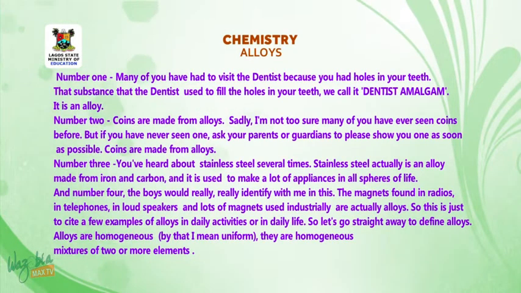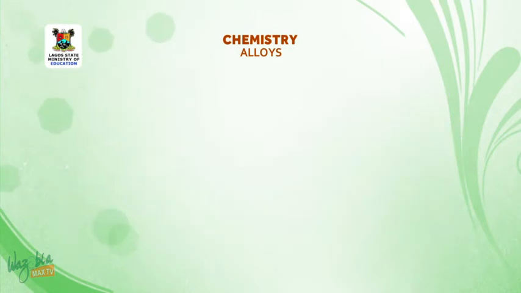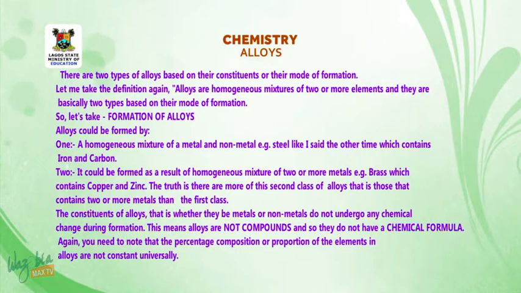So let's go straight away to define alloys. Alloys are homogeneous. By that I mean uniform. They are homogeneous mixtures of two or more elements. There are two types of alloys based on their constituents or on their mode of formation. Let me take the definition again. Alloys are homogeneous mixtures of two or more elements, and they are basically two types based on their mode of formation.